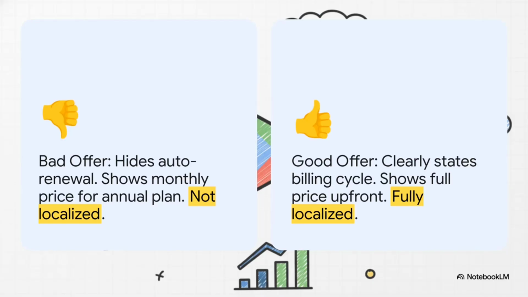This slide really nails the difference. The bad offer on the left is deceptive, right? It advertises a low monthly price, but it's really for a yearly plan, and it tries to hide the auto-renewal terms. The good offer on the right is totally transparent. It clearly states the full price, the billing cycle, and all the terms in the user's local language. With subscriptions, this level of transparency isn't just a good idea, it's a requirement.